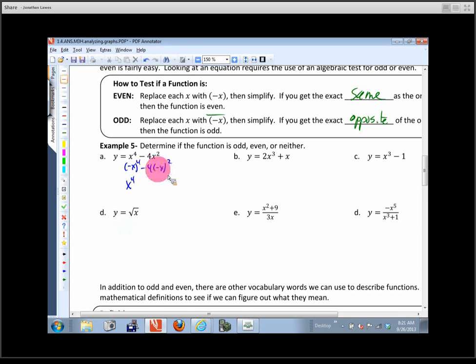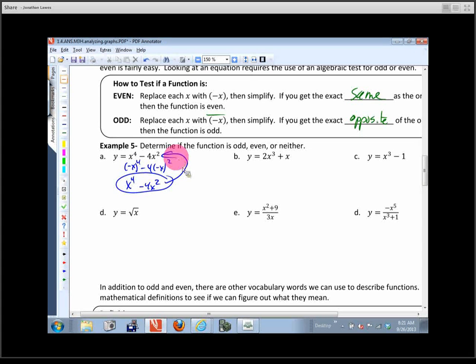How many negatives altogether do I have in this second term here? Altogether? 1 out front, 2 here, so that's going to be 3 altogether. So is the answer negative or positive? Negative. So this is negative 4x squared. Then I take a look at this. That's the simplified version now, and I compare it with the original. Is it exactly the same?